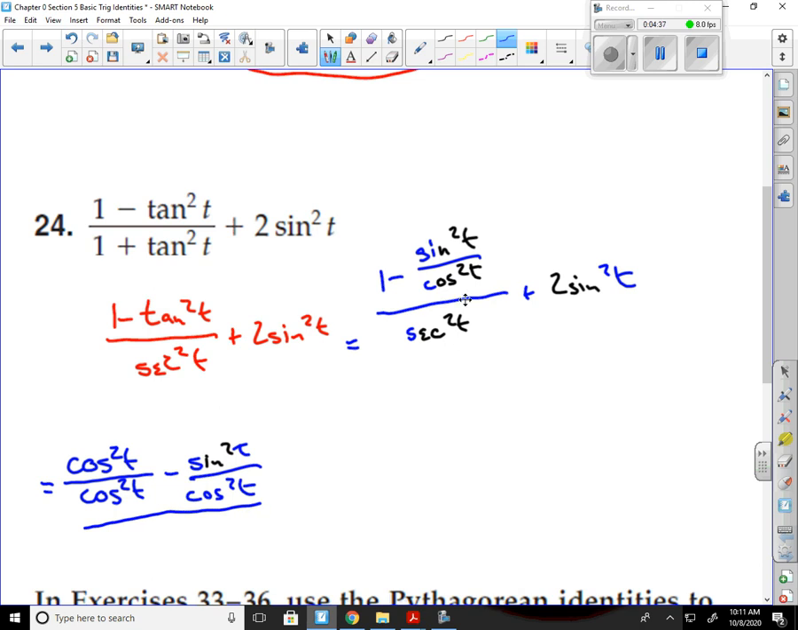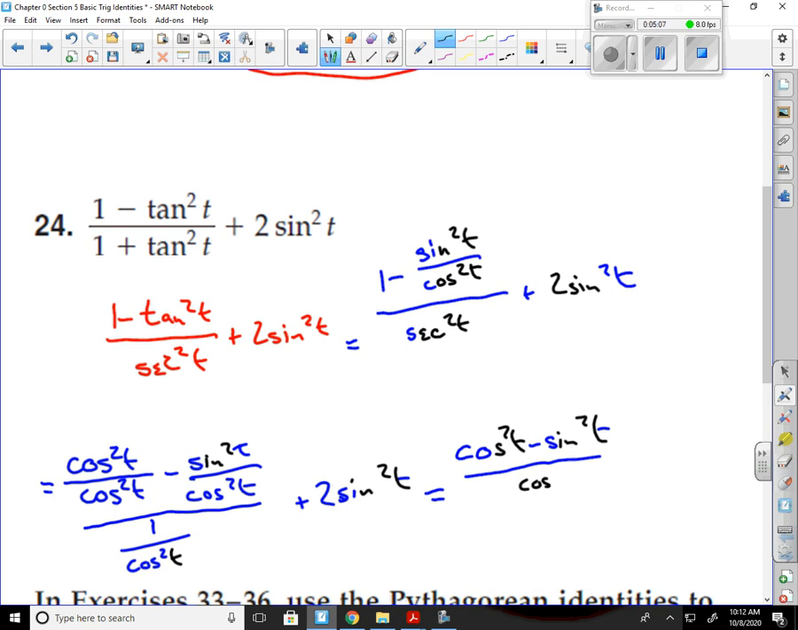And while I'm at it, I'm going to turn this secant into terms of sine and cosine too. So that's going to be 1 over the cosine squared t. And this is all plus 2 sine squared t still. Combine my top values, cosine squared minus sine squared now. That's all over cosine squared of t. That's all over 1 over cosine squared of t plus 2 sine squared t.